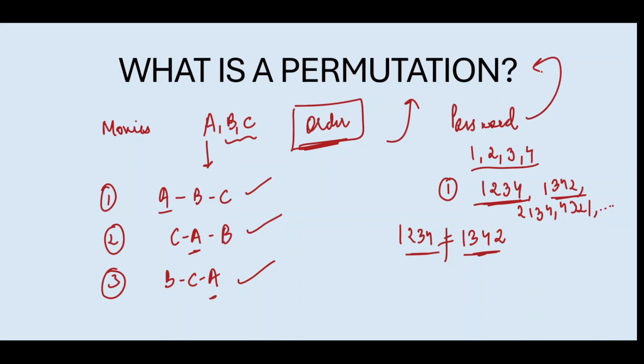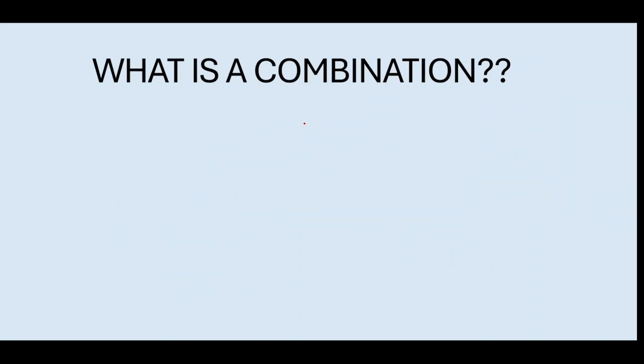So whenever you spot a word problem and you have to decide whether you have to use permutations or not, you just have to check for the order. If the order or the arrangement of the things matters, in that case you have to use permutations. Okay, now let's take an example of combination. What is a combination and how is it different from permutations? Let's take an example of some pizza toppings. We all love pizzas.